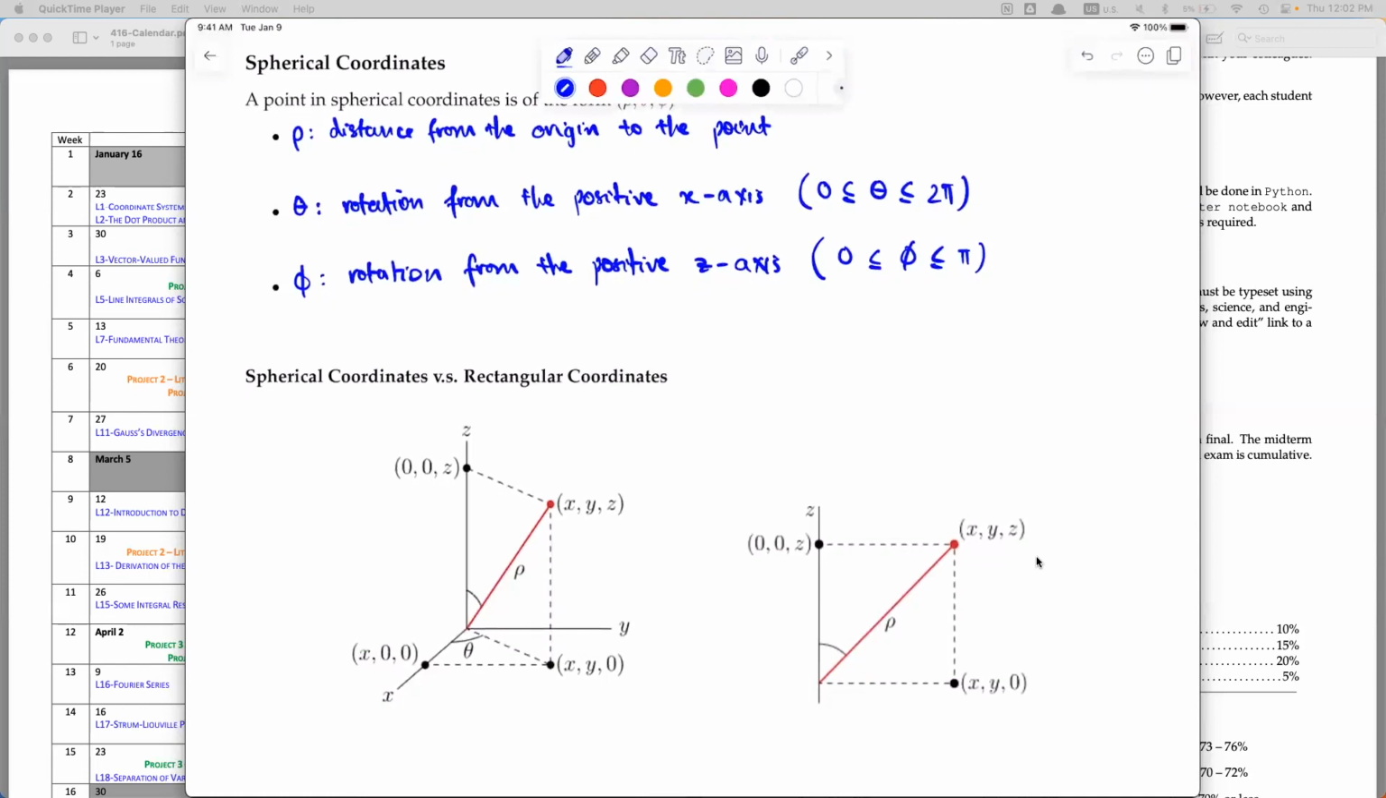So can you take a look at the graph here? This is the picture of the spherical coordinates. All right. So look at this point in red. This distance in red is rho, how far you want to go out from the origin. And theta right here is how much you want to rotate away from the positive x direction, and phi is how much you want to rotate from the positive z direction.